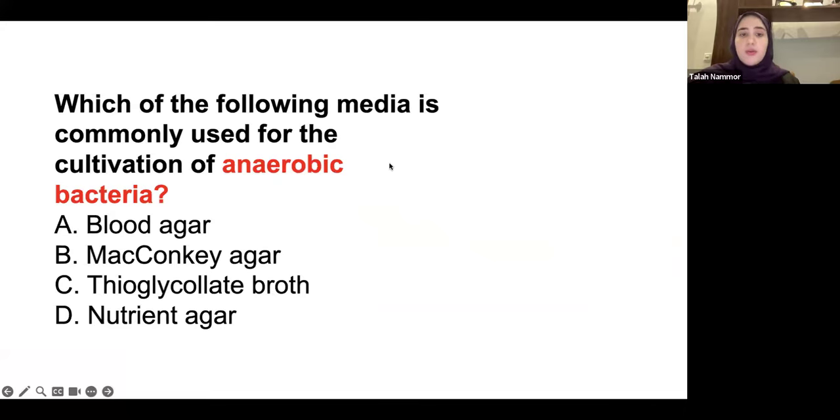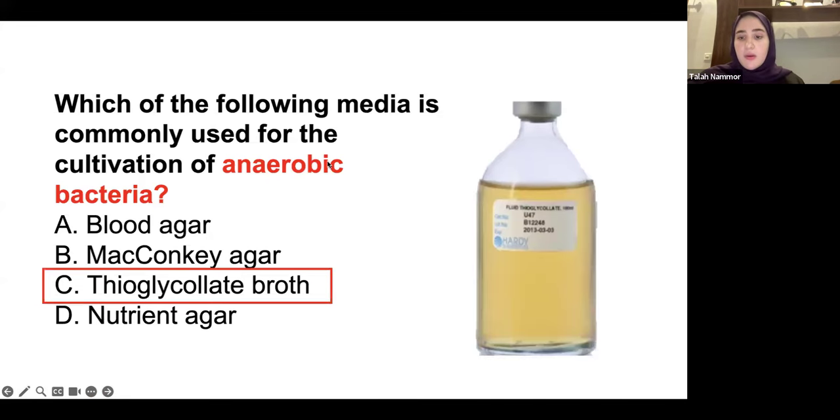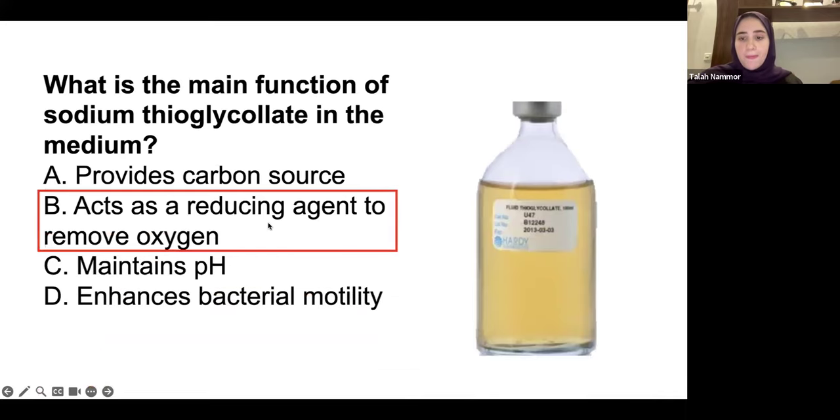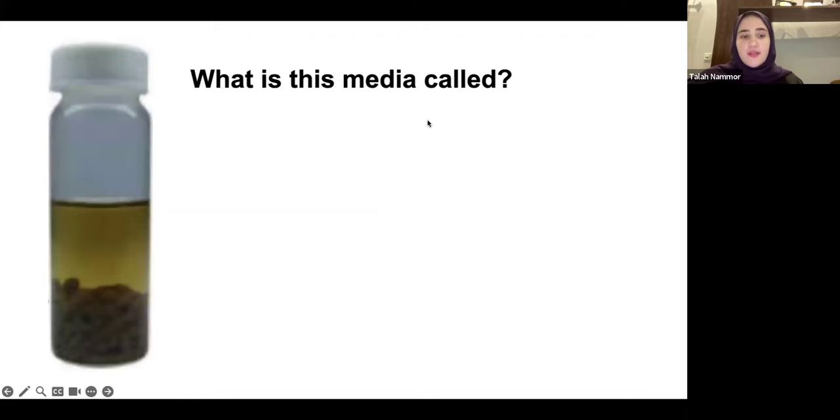تمام طيب يلا, which one of the following media is commonly used for the cultivation of anaerobic bacteria? يلا guys. C. Okay, perfect. Thioglycolate broth. Perfect. I remember getting a question like in my OSPE. What's the main function of sodium thioglycolate in the medium? So we said anaerobic. So what do we try to do? We try to reduce the agent to remove the oxygen. تمام? Perfect. What is this media called?